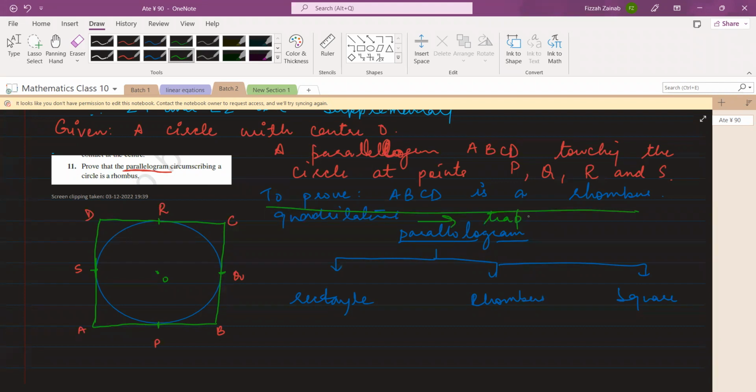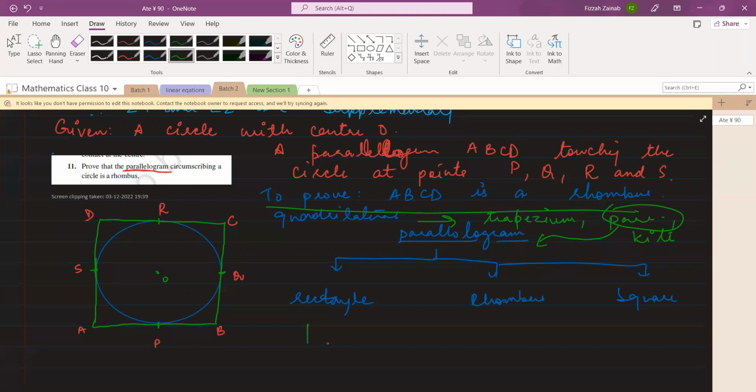One is a trapezium, and then you have a parallelogram, and then you have a kite, right? Trapezium means there are only two sides which are parallel. In a parallelogram, the opposite sides are parallel, and in a kite, adjacent sides are equal. They all are quadrilaterals. Then further, this parallelogram is of three types. It can be a rectangle, a rhombus, or a square.